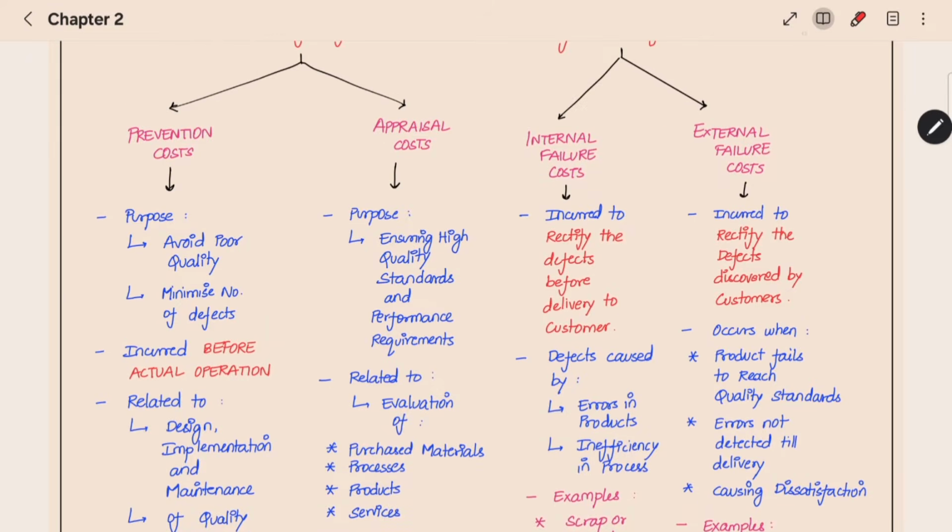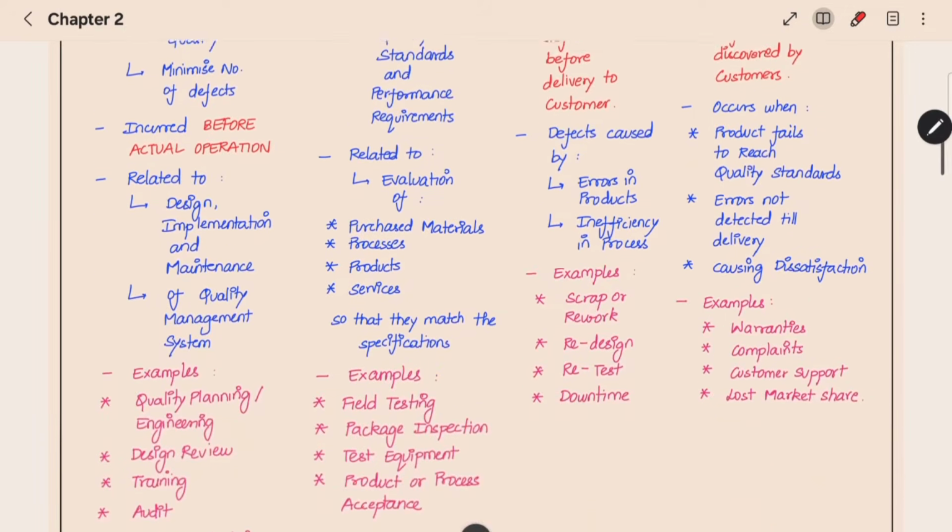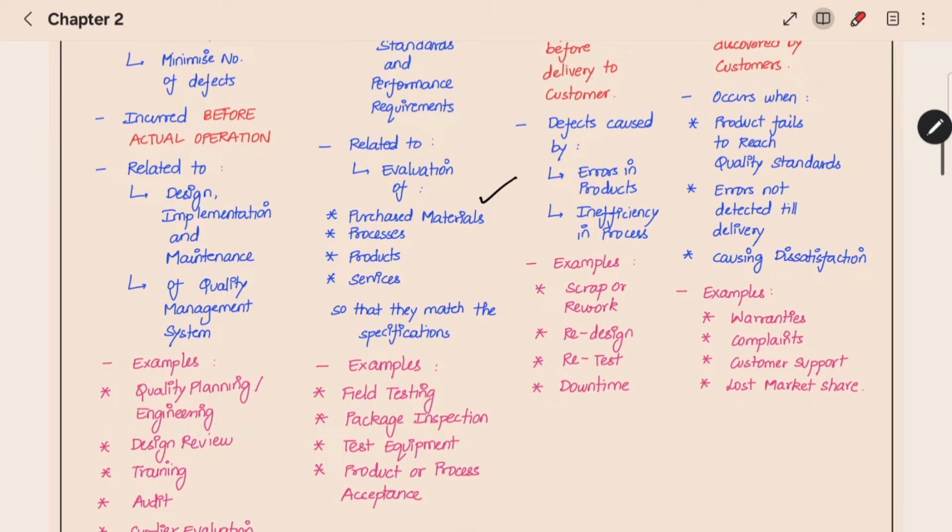The next thing is appraisal cost. What is its purpose? It is for ensuring high quality and performance. You need to produce high quality products, and for that you incur this appraisal cost. The main thing in appraisal cost is testing. You test and evaluate the products to see whether they are properly produced as per the user requirement or not. It is also related to evaluation of purchased material. Inspection of the raw material you purchased comes under appraisal cost. Checking whether the process is properly working is also an appraisal cost.